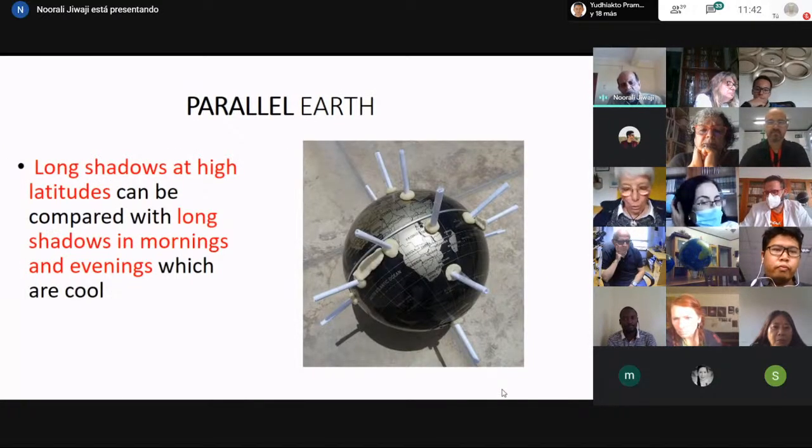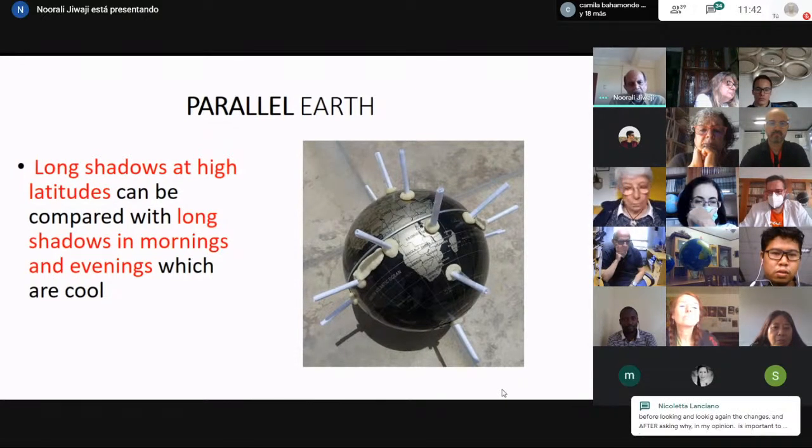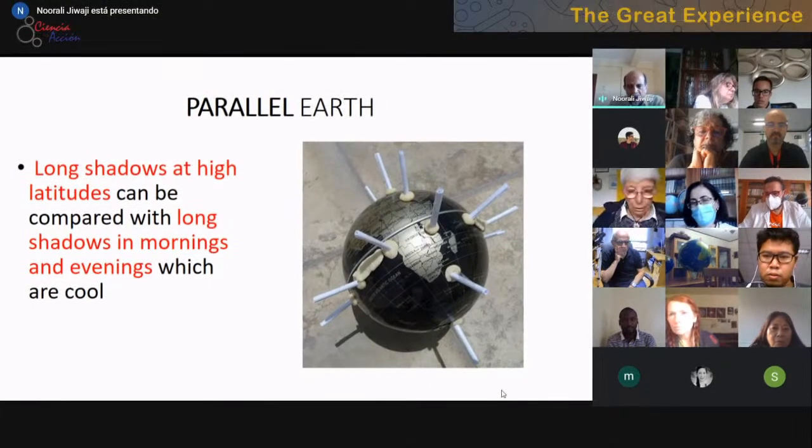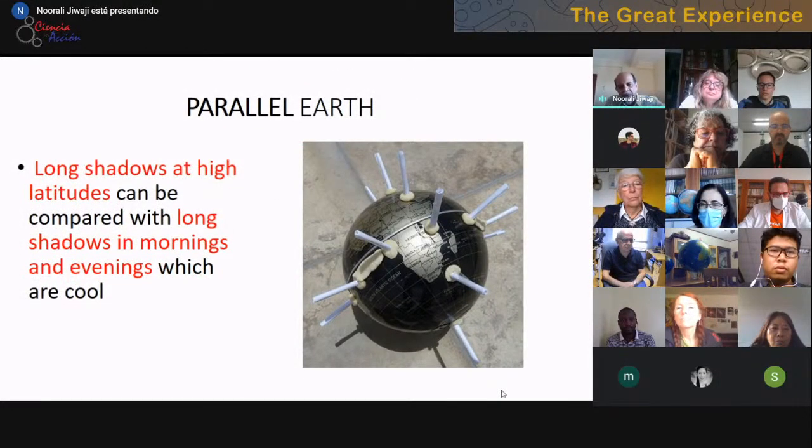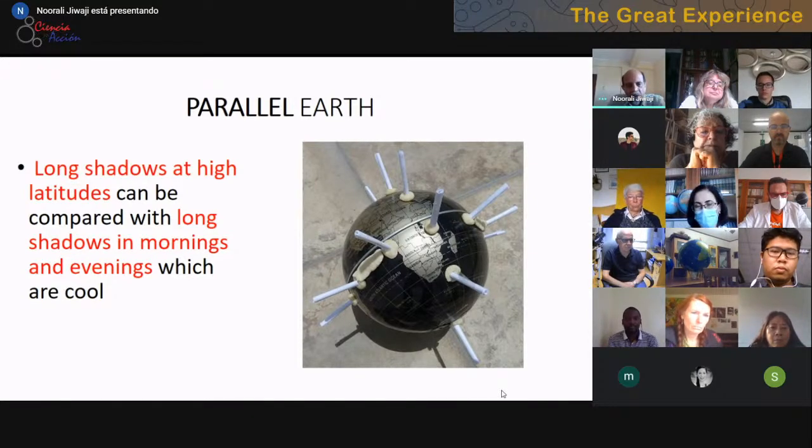One of the most important effects that we saw in parallel Earth was that the long shadows that we saw on a globe in different latitudes can be related to the cool periods in the evenings or the mornings. So here we see that when the sun is moving from morning till evening and it passes above us, the mornings are cool and the evenings are cool, but the noon is very hot. So we are, in a way, demonstrating that it is the distribution of the sunlight on a much larger surface that is the reason for the hot and cold periods on Earth.